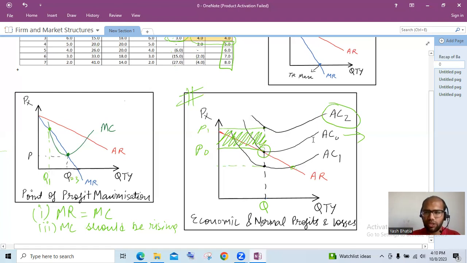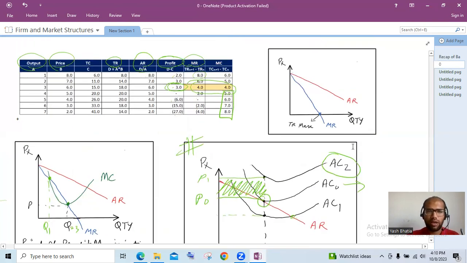All right. So these were the few concepts that I felt you must know before starting the reading. Next, we will start with the original reading. We will start with perfect competition.